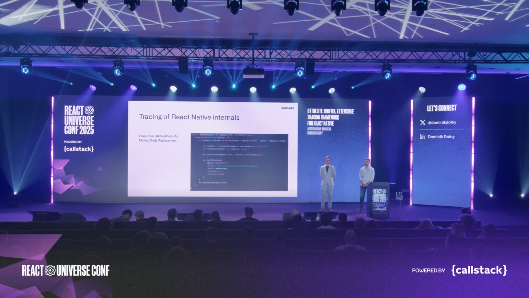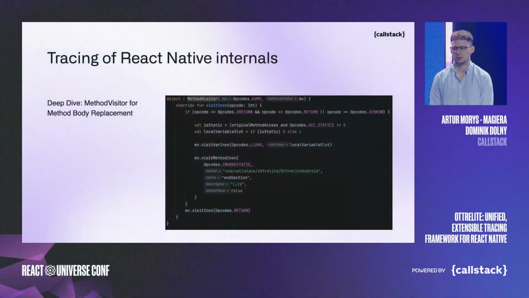When ASM processes a class, our custom method visitor is essentially called for the target method. Rather than passing through the original instructions, we instruct it to write a new set of instructions that achieve our desired outcome. Here, we are replacing the end section method from Systrace.kt with the end section method from Ottrelite Android.